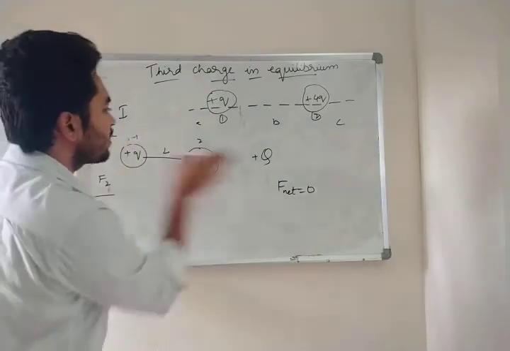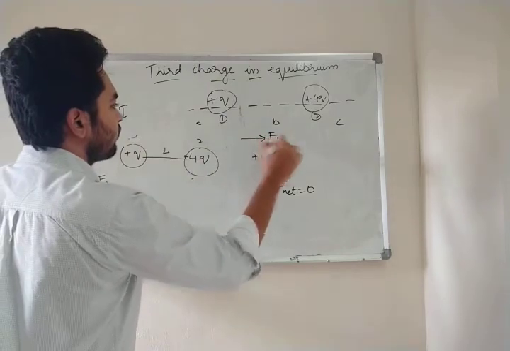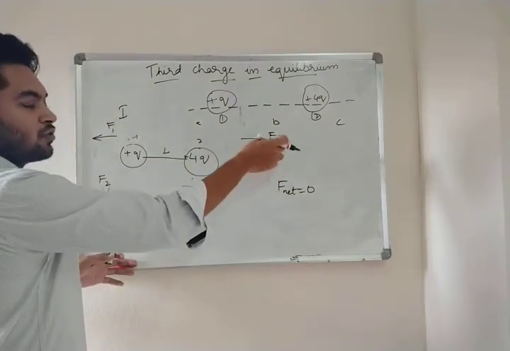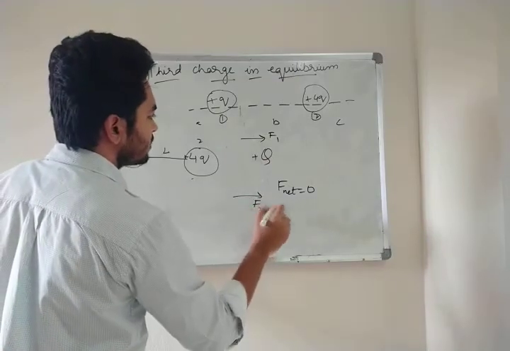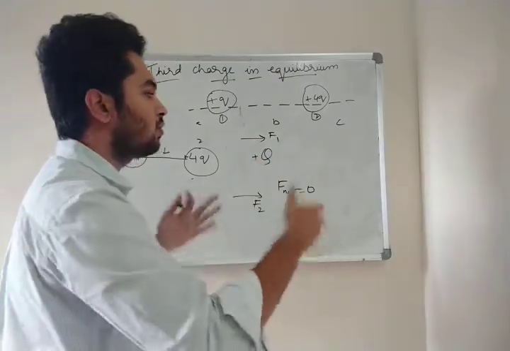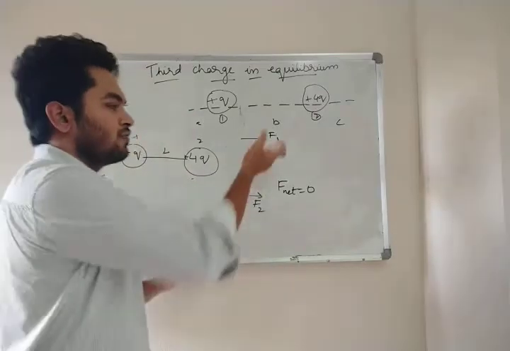This charge will repel this plus Q in this direction, F1, force due to F1, and this 2 will also repel in this direction. So both are in this direction only. Again the same situation, both the forces get added.